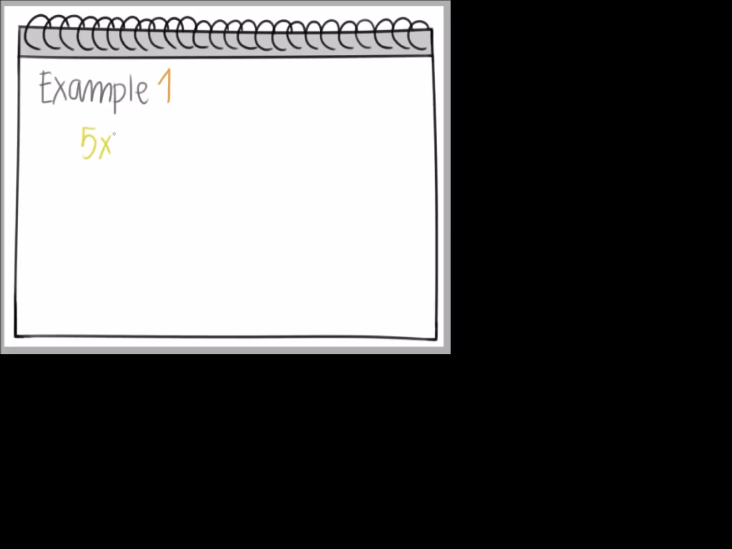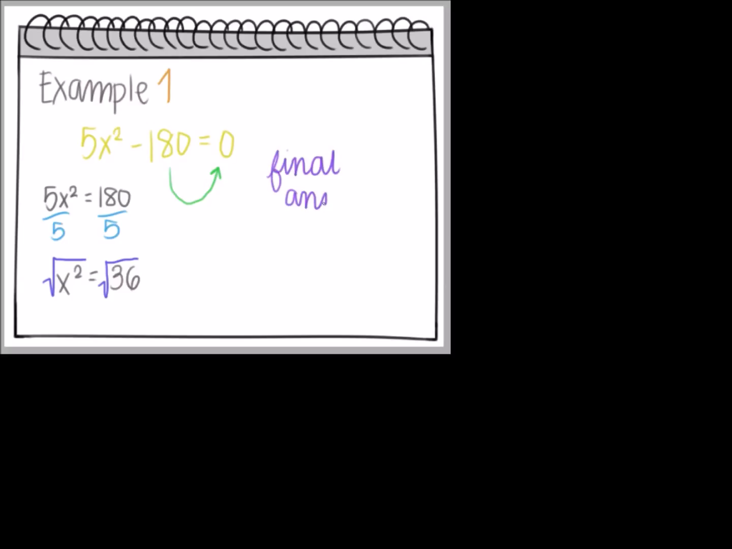Now we elaborate with examples. The first equation is 5x squared minus 180 equals 0. Isolate the constant. Then, divide both sides by 5. Take the square root of both sides. Remember that taking the square root of a constant yields plus or minus. Final answer is x equals plus minus 6.